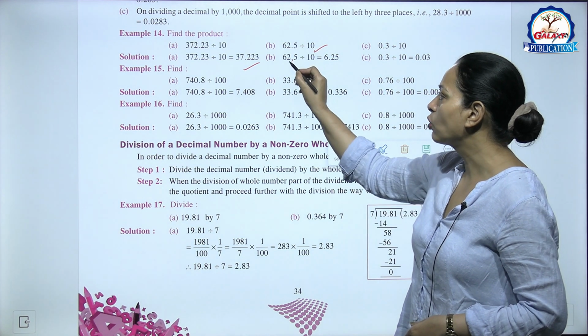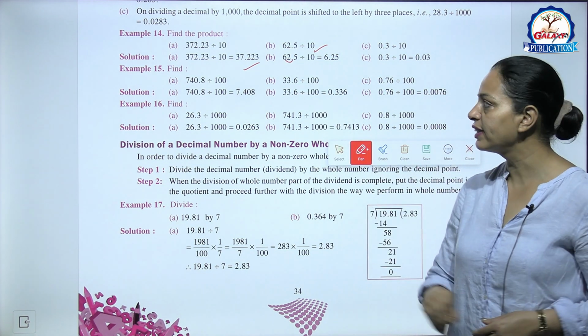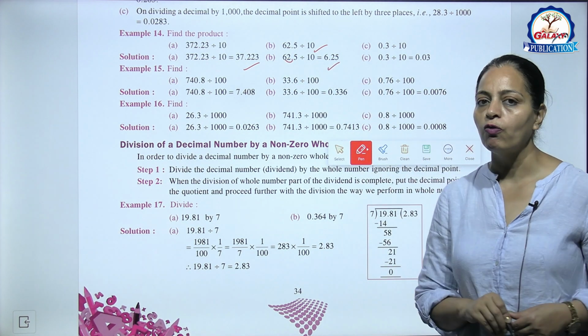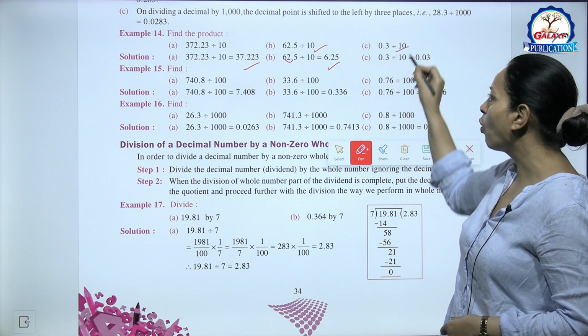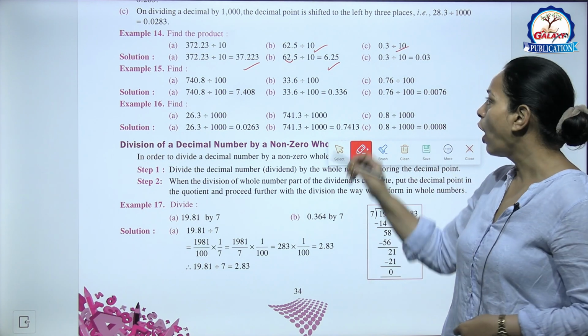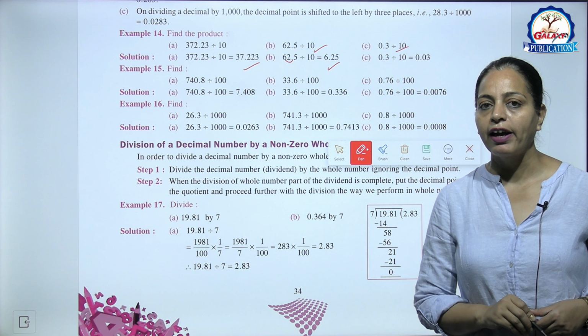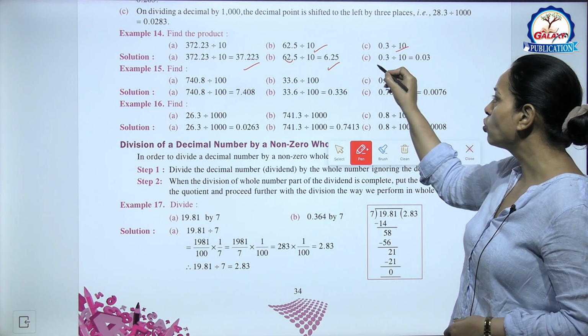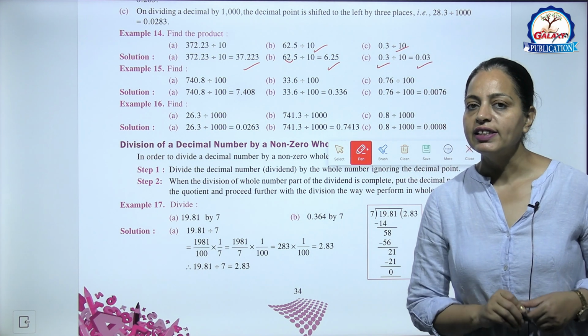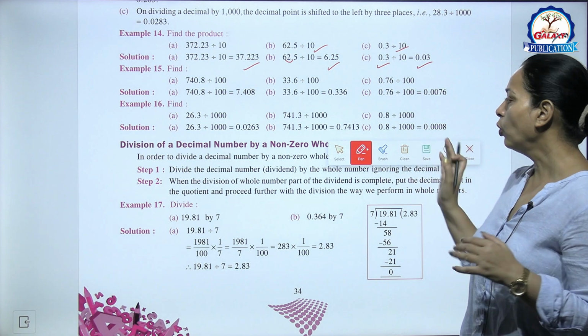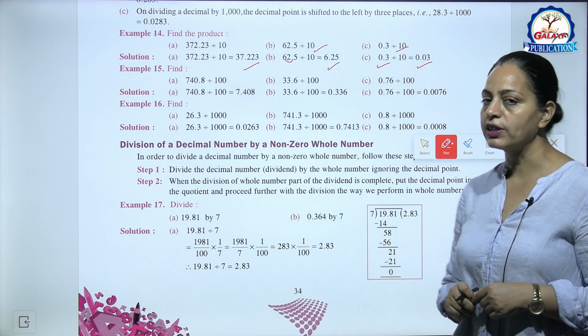So now the decimal is going towards left by 1 digit. So 6.25. Now C part, 0.3 divided by 10. Now the decimal is going towards left by 1 digit. So here 0, so it becomes 0.03. So I hope these are clear to you.